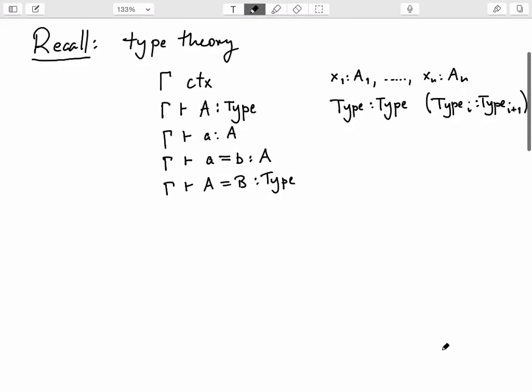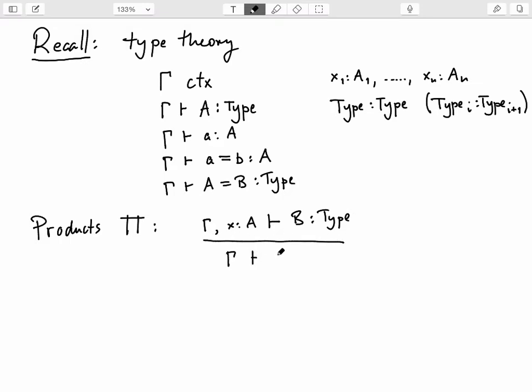Now the only types that I'm going to have are products, pi, and no surprises come here. So you say, well, there is a formation rule, so the formation rule is something like this. If in the context where x has type A, B is a type, then in this context, pi x:A, however you write this, B is a type.